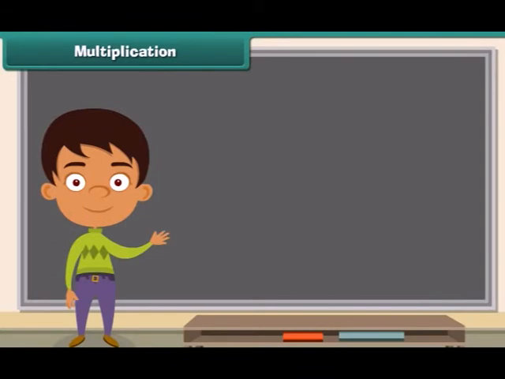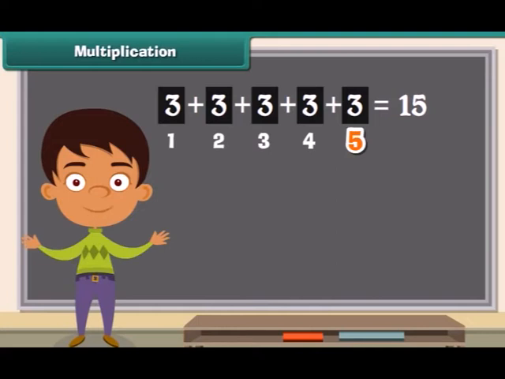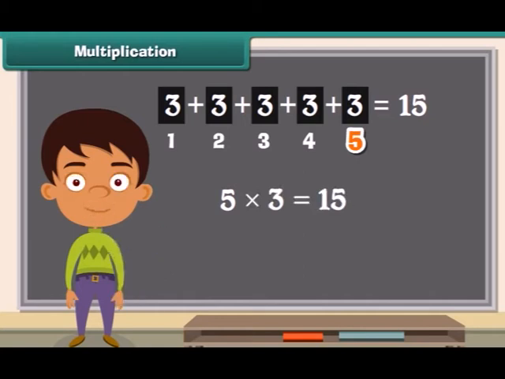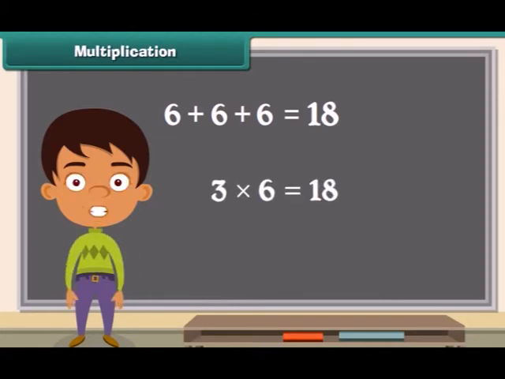Multiplication. We just calculated the number of chocolate bars given by Riya to her 5 friends as 3 plus 3 plus 3 plus 3 plus 3 as 15. If you notice, the number 3 appears 5 times. Therefore, we can also write it as 5 into 3 is equal to 15. Let us take another example. 6 plus 6 plus 6, which is equal to 18. We can also write it as 3 into 6, which equals 18, because 6 appears 3 times.